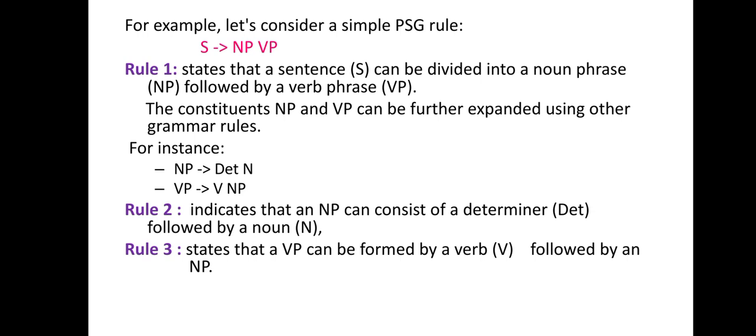When you go for rule 2, the noun phrase can be expanded further: a noun phrase is expanded into a determiner and a noun. Determiners may be articles. Then the verb phrase can be formed by a verb followed by a noun phrase. So these are the production rules.